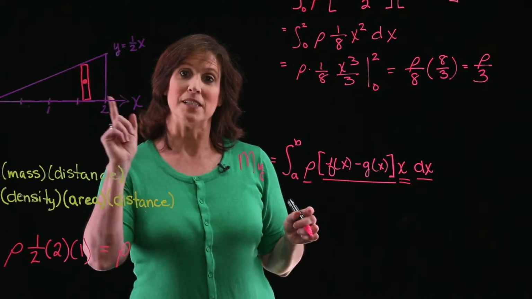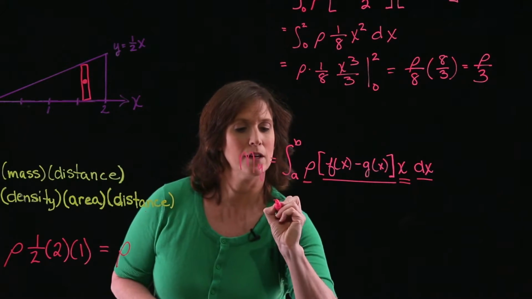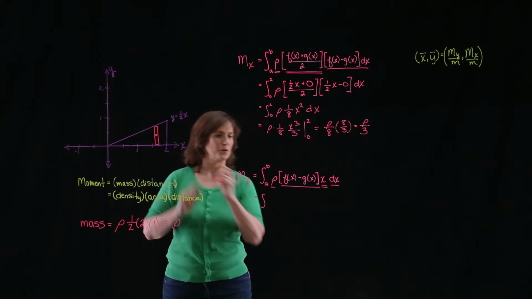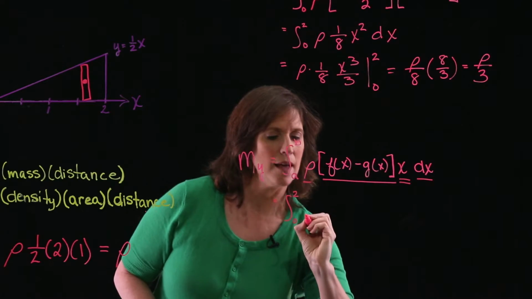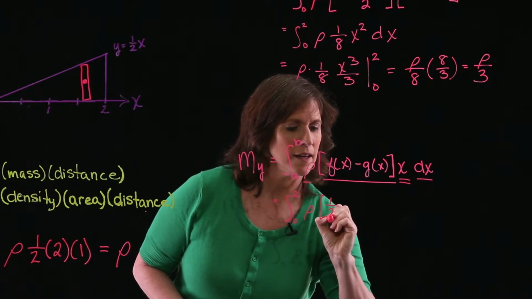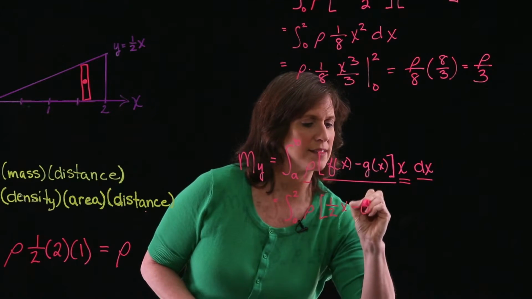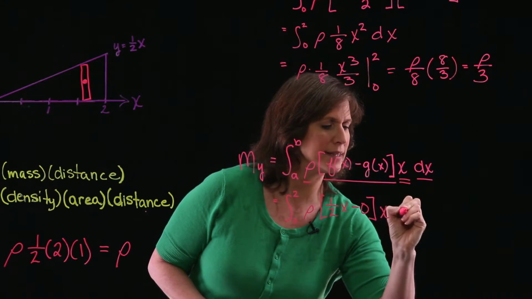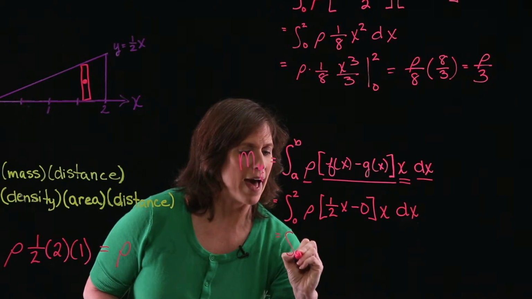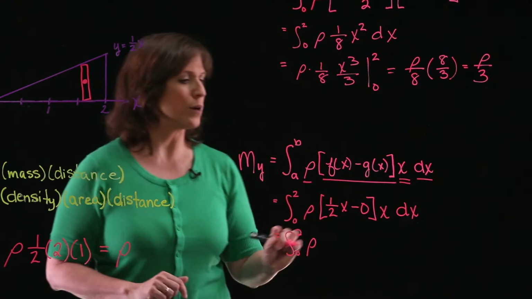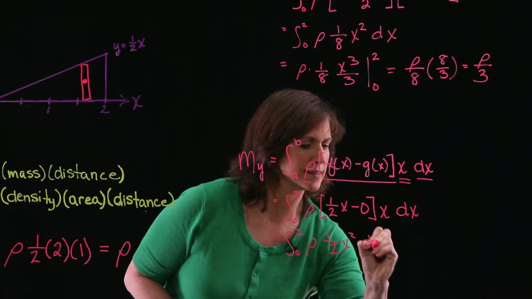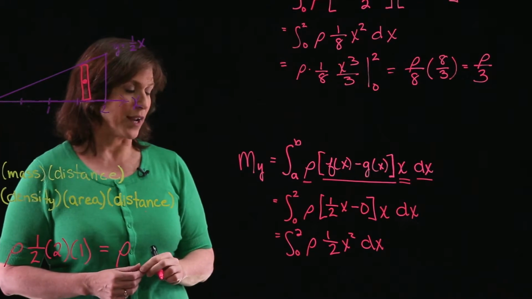So now I have to plug in the specific information for my problem. I'll be looking at the definite integral from 0 to 2. I have my uniform density, f of x is 1/2 x, g of x is 0, and I'll multiply by x dx. With a little bit of algebra, I can write this as rho times 1/2 x squared dx. And now I'm ready to integrate.